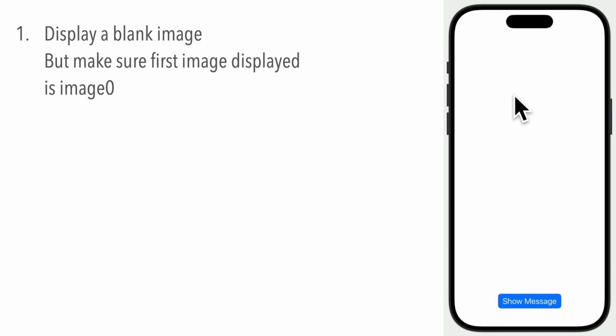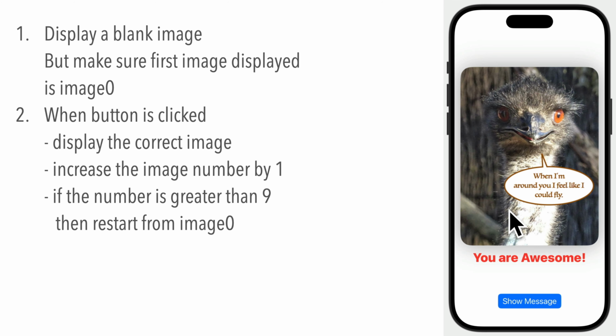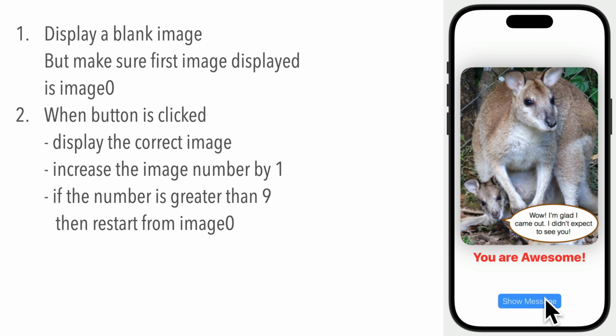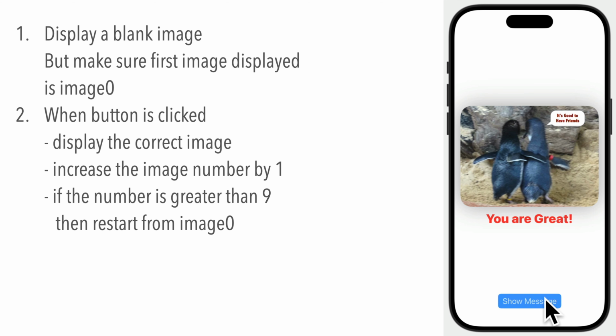And when you're learning to code, it's useful to think about the steps you perform in English and then translate them to code. Well, what we want to do is first start out with a blank image, which is what we've got, but then we want to make sure that the first image displayed is image 0. Then when the button is clicked, we should display the correct image, then increase the image number by 1. And if the image number is greater than 9, we should restart from image 0.